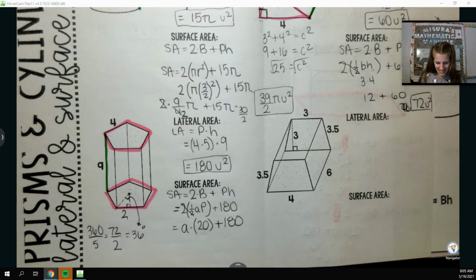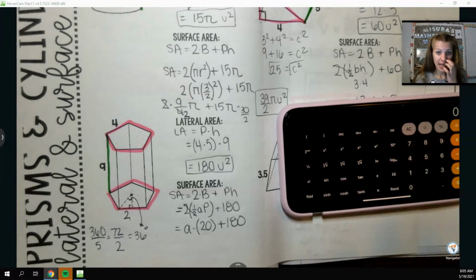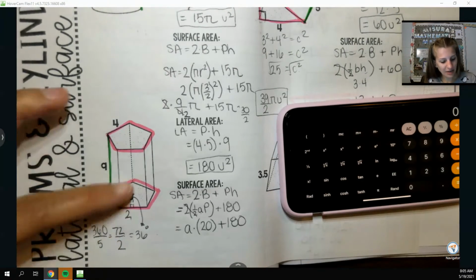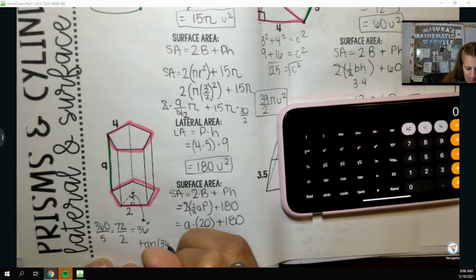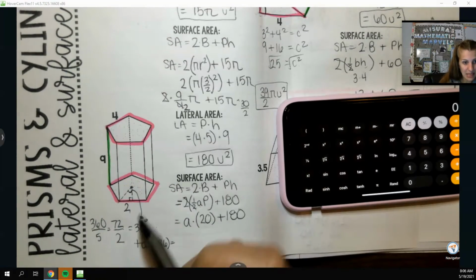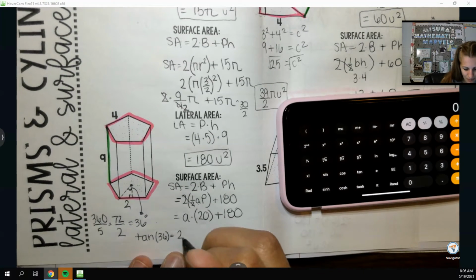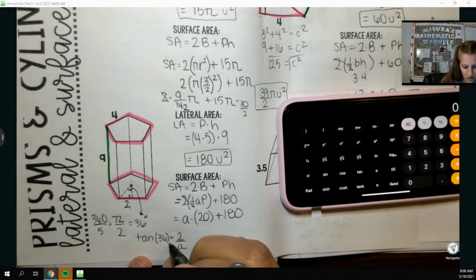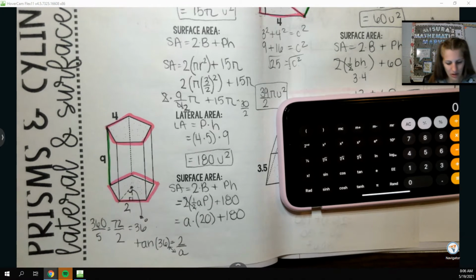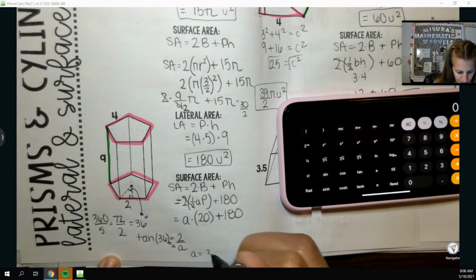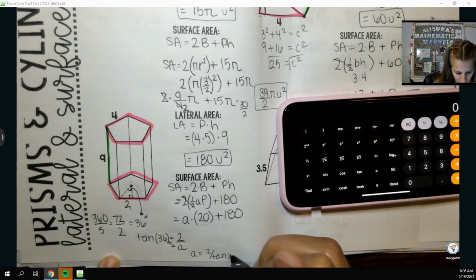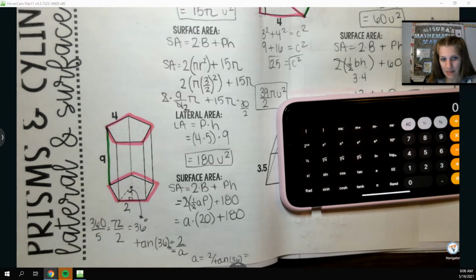So if I want to find the apothem, I need to do some trig. And whenever I only have to find one or the other, we always use tangent. So we're doing tangent of 36 equals the opposite, which is 2, over the adjacent, which is the apothem, which I don't know. So we're doing a little swap-a-roo to get that apothem by itself. And then we're going to type this into our calculator.